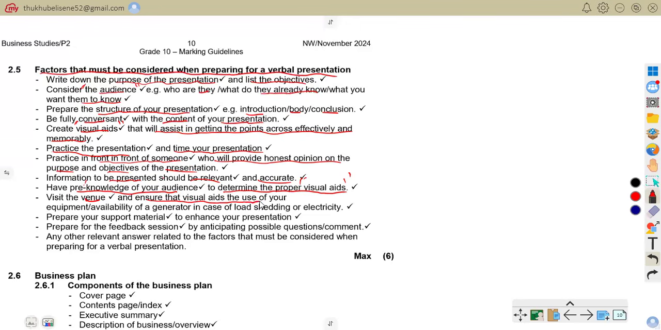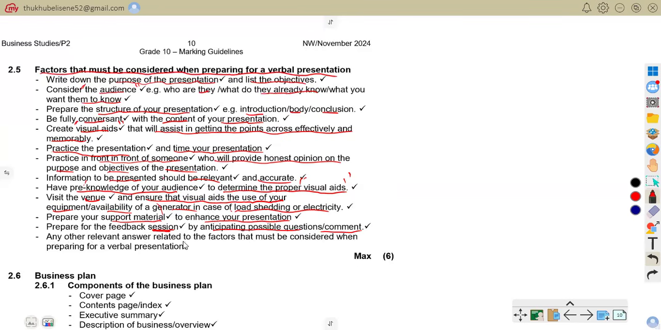Visit the venue and ensure the use of your equipment and the availability of a generator in case of load shedding or electricity failure. So make sure that you visit the venue beforehand, so as to know the equipment that you are going to use. Prepare your support material to enhance your presentation. If you are to make use of handouts, make sure that you prepare them. Prepare the feedback session by anticipating possible questions and comments. Allow for that session where your audience is going to ask questions and make comments.